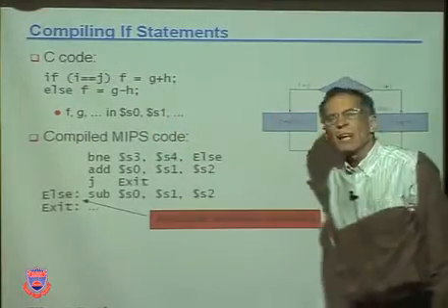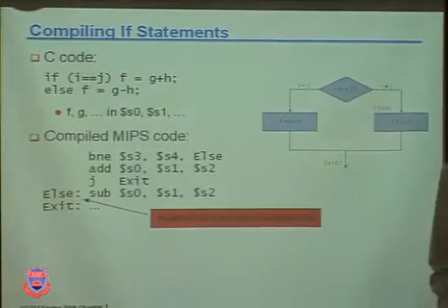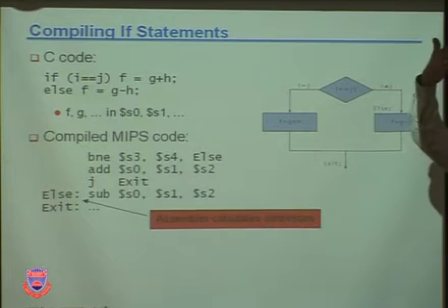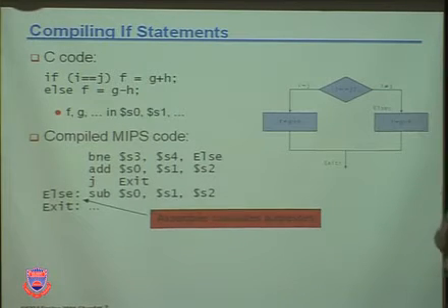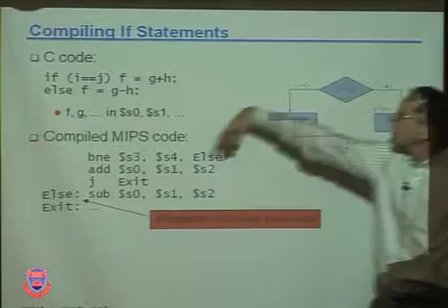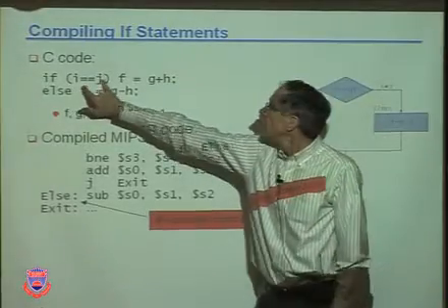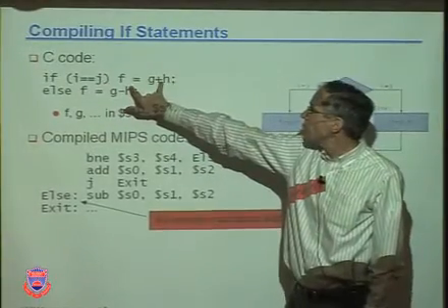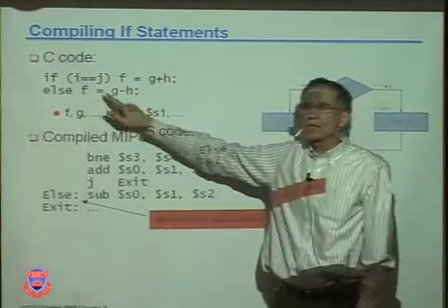If else, case, switch, all those kind of things now become possible. High-level languages have structures that need to be supported by low-level language structures. So here we go. If the C code looks like this, if i equals j, do this addition and change f, else do this subtraction and change f.